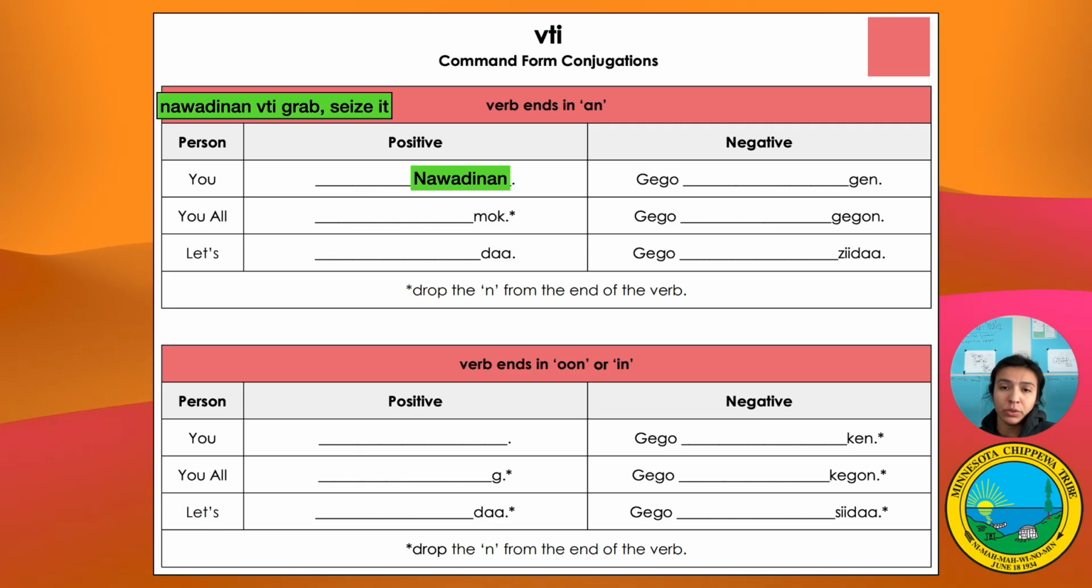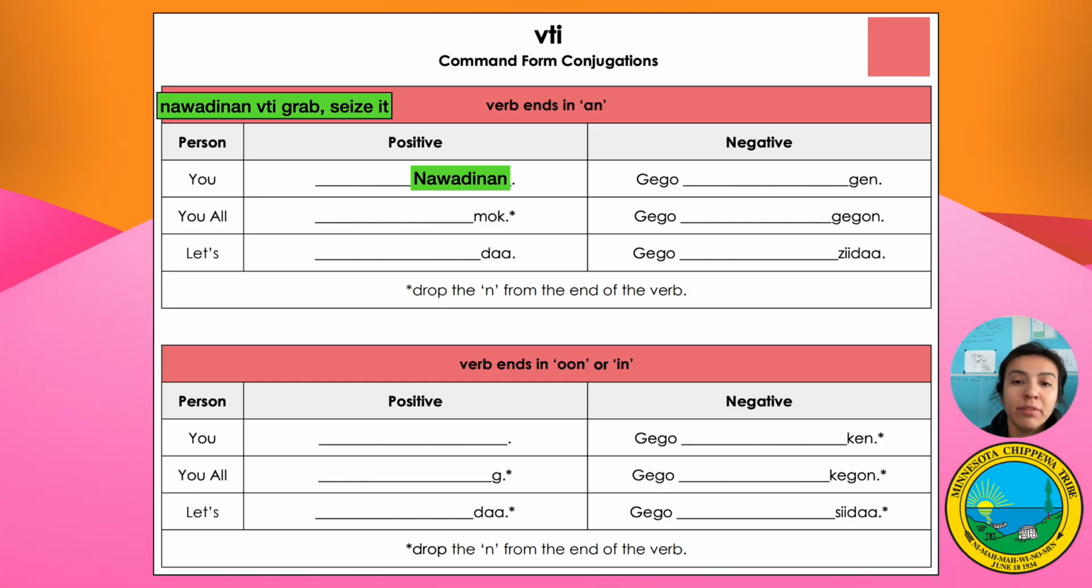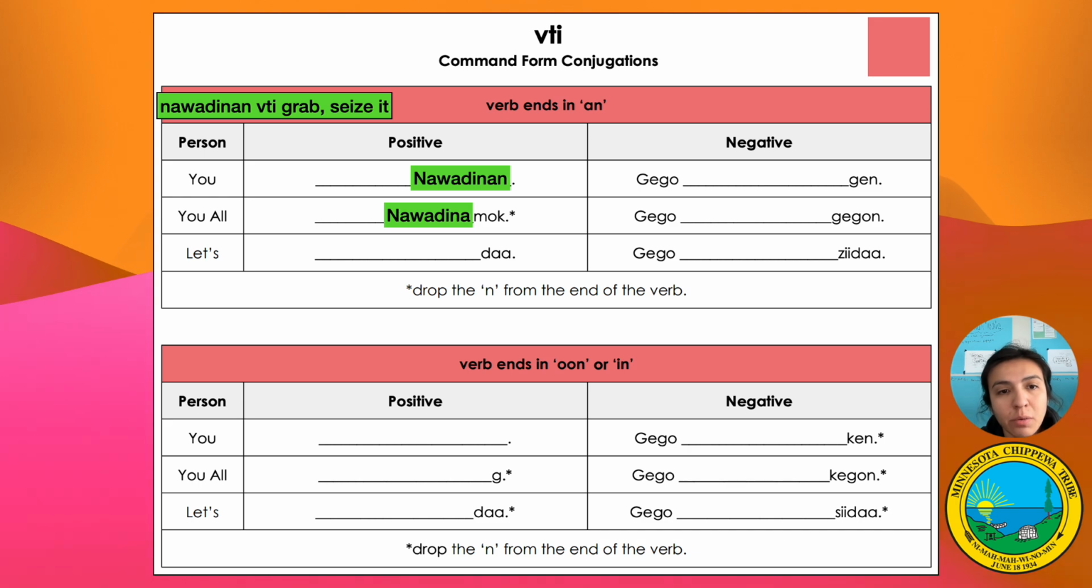If I'm telling you to grab it or take it away from him or her, I would say nawadinan. If I wanted to tell you all to grab it, I would say nawadinamok. Notice there's an asterisk there. We have to drop the N from the end of the verb. Nawadinamok. Let's all grab it. Nawadinanda. You don't grab it. Don't seize it. You're gonna get shocked.